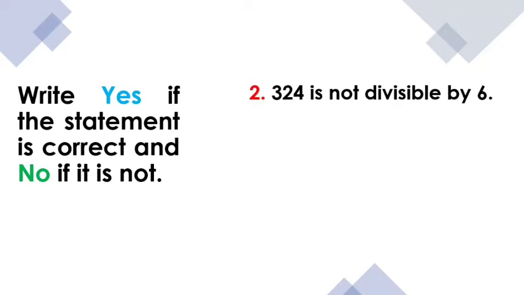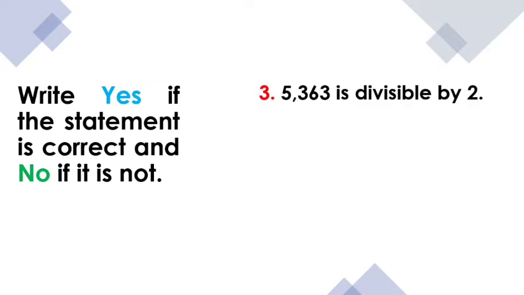Number 2. 324 is not divisible by 6. You're right. The answer is no. Number 3. 5,363 is divisible by 2. Good job! The answer is no.